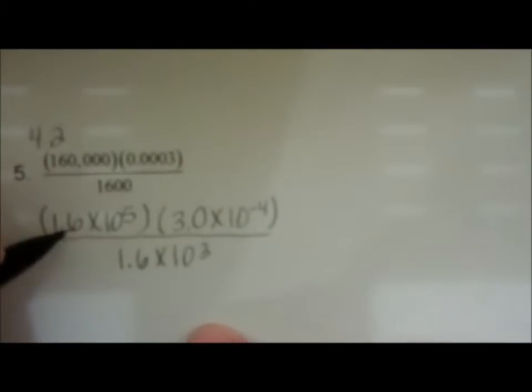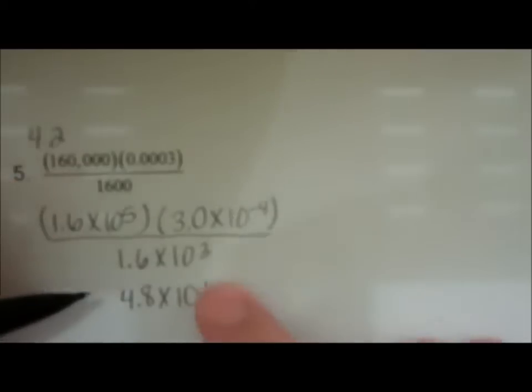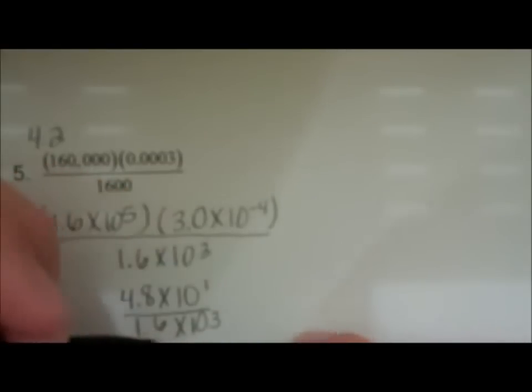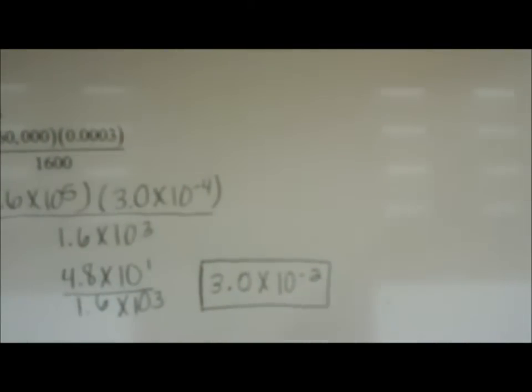Okay, so if you put this in, you have 1.6 times 3.0, that's 4.8 times 10 to the 1st, divided by your 1.6 times 10 to the 3rd. Now, if you did your exponent rules, 1 minus 3, or down here, 3 minus 1, you would end up with a negative 2. But with these, you don't write them in that format of being at the bottom. So it would be 3.0 times 10 to the negative 2.